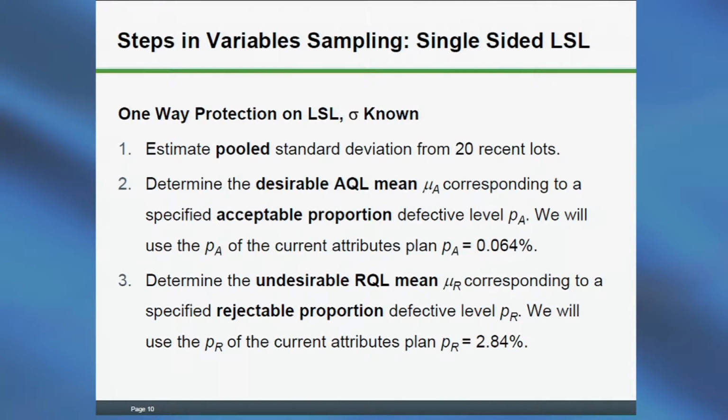So here are the steps in variable sampling for a single-sided lower spec limit. We're going to estimate the pooled standard deviation from 20 recent lots. We'll determine the desirable AQL mean, we'll call it mu-A, corresponding to the specified acceptable proportion defective, PA. So what we're going to do is find out what mean from a normal distribution with a known standard deviation will give us that defect level that would be acceptable 95% of the time. And then we're going to also determine the undesirable mean, we'll call that mu-R, corresponding to a specified rejectable proportion defective level, PR. Then we'll use the current attribute sampling plan's 2.84 as the determination of the percent allowed for the rejectable mean.